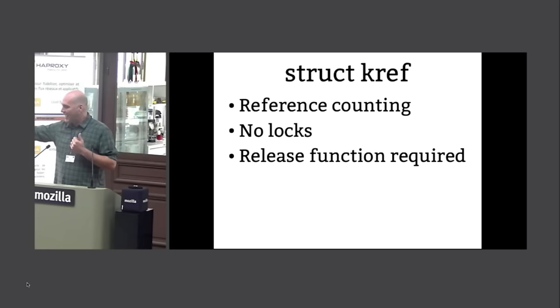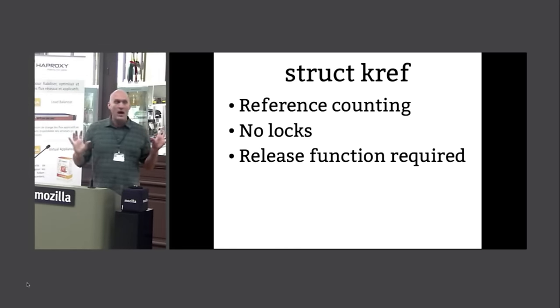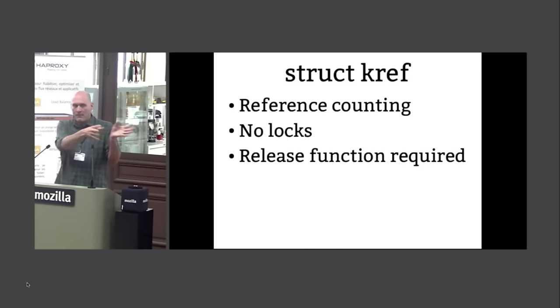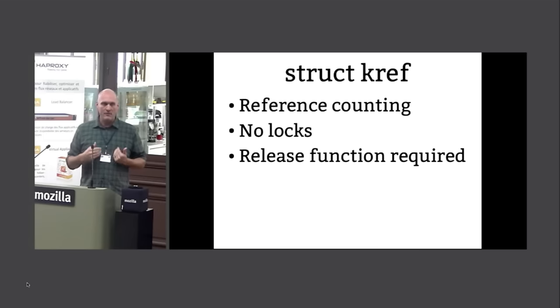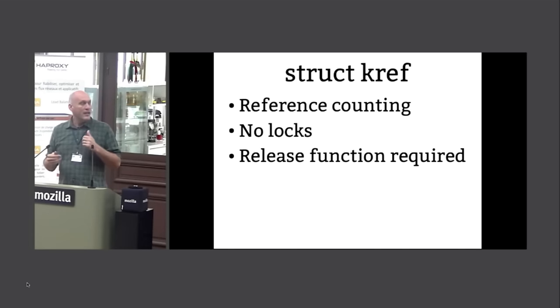So there's a structure in the kernel to handle reference counting. It has no lock in it. You have to have a release function because you want to reference count some memory, and you want to pass that reference around to other people, and you want to use that. So never, ever write your own reference counting. Use what we have. It's documented.